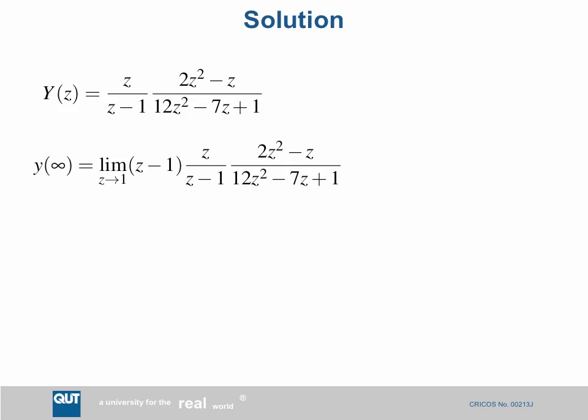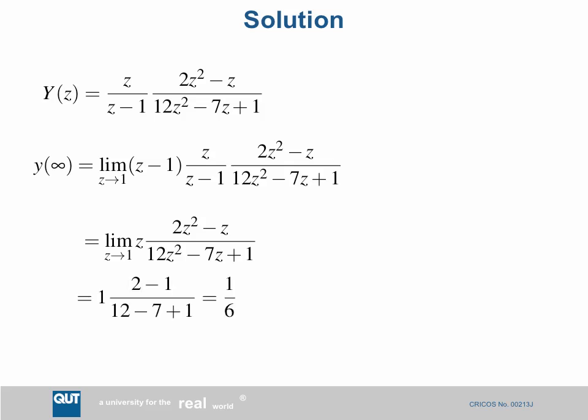Now, happily, some things cancel here. The z minus 1s cancel out, and we are left with the limit as z approaches 1 of z multiplied by that expression to its right. And now we substitute 1 for z into that expression, and with a little bit of arithmetic, we end up with an answer of 1/6.